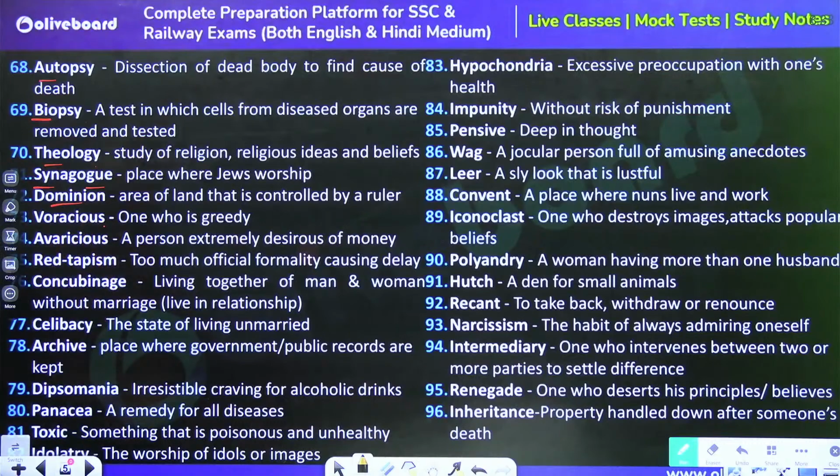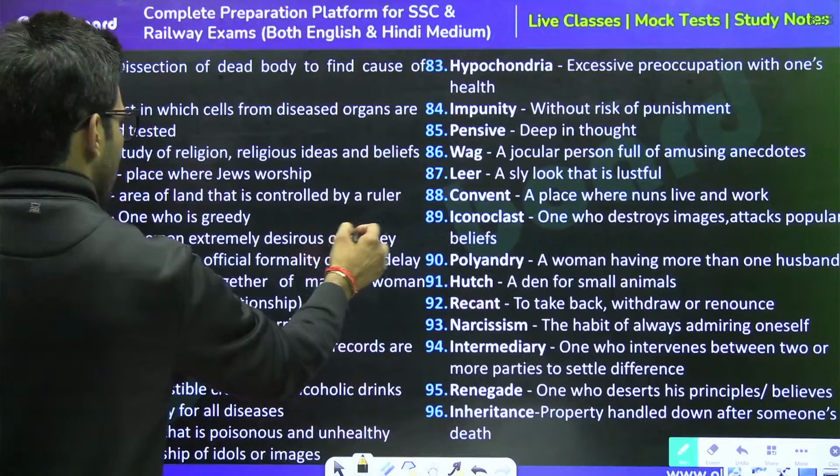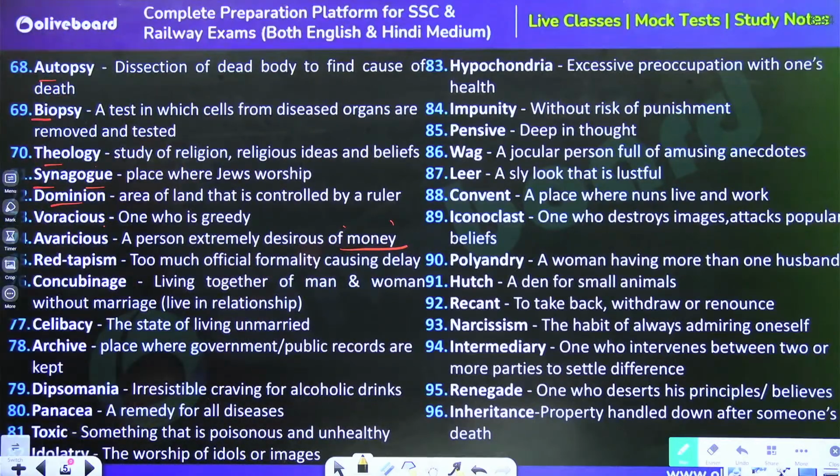Voracious, avaricious, both are greedy. Voracious is greedy for food generally. Avaricious is greedy for money particularly. Both are synonymous to each other, but this is particularly for money and such purpose.